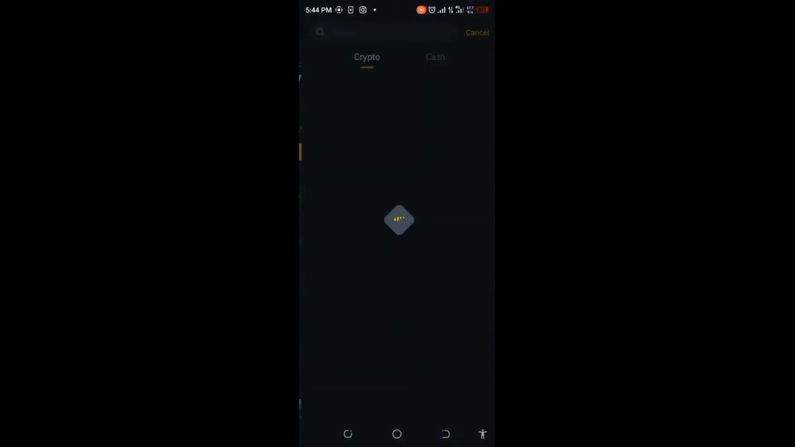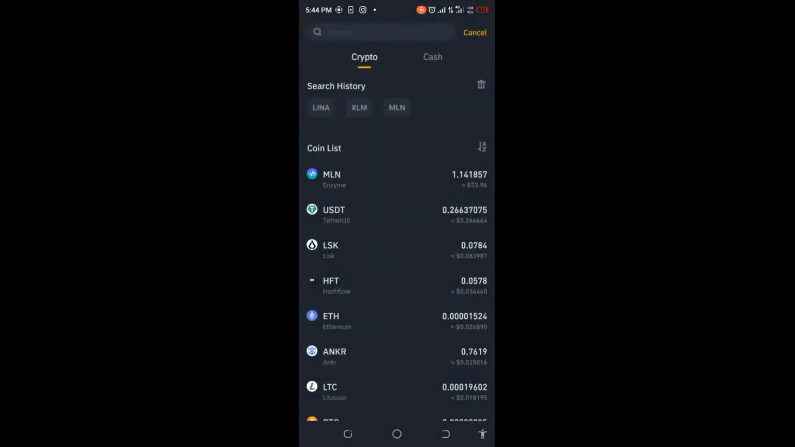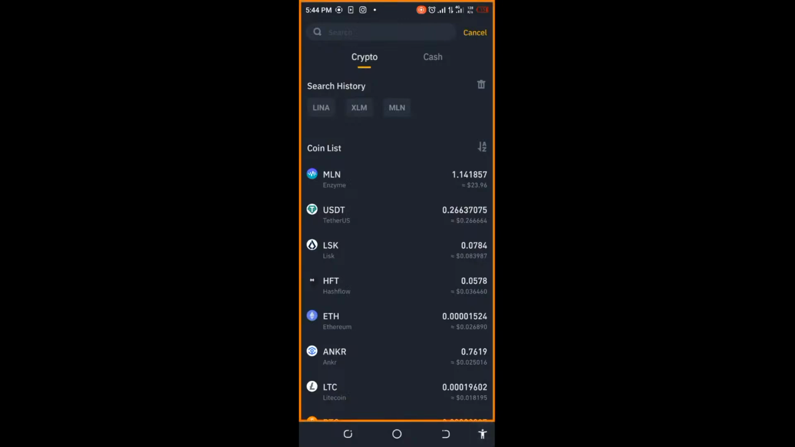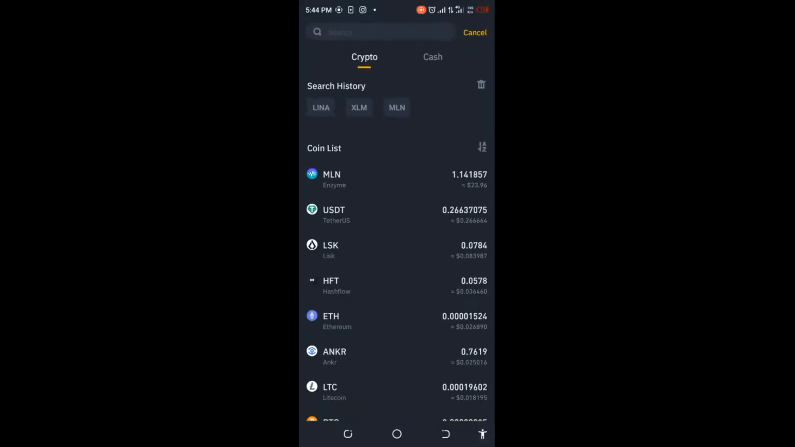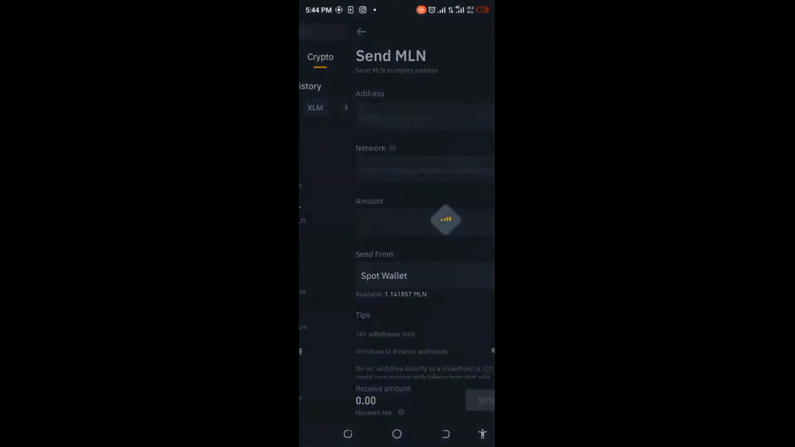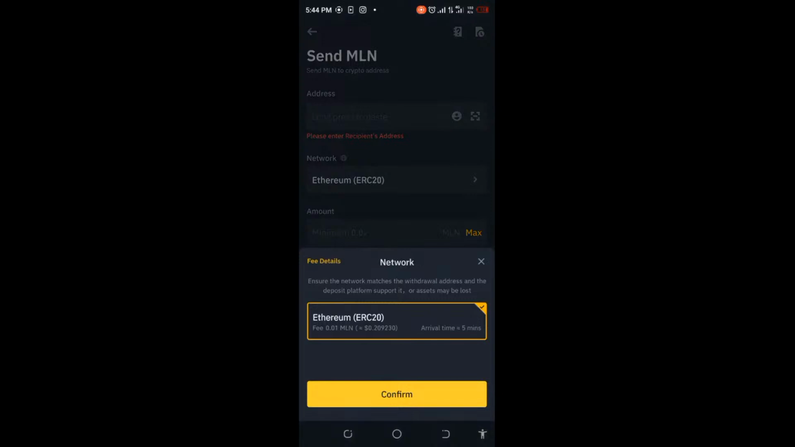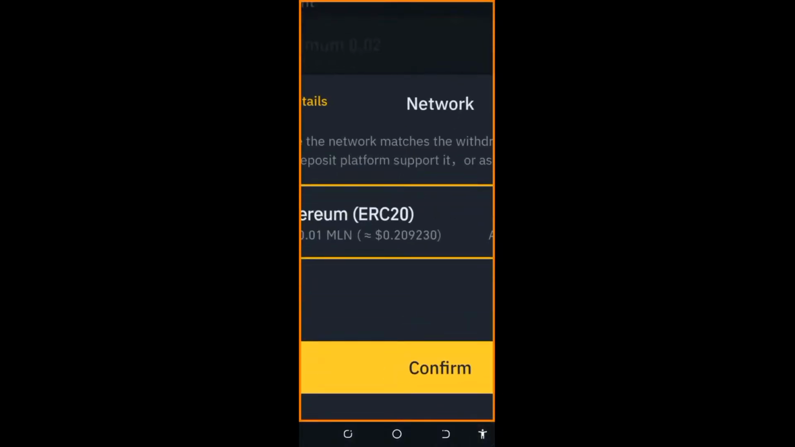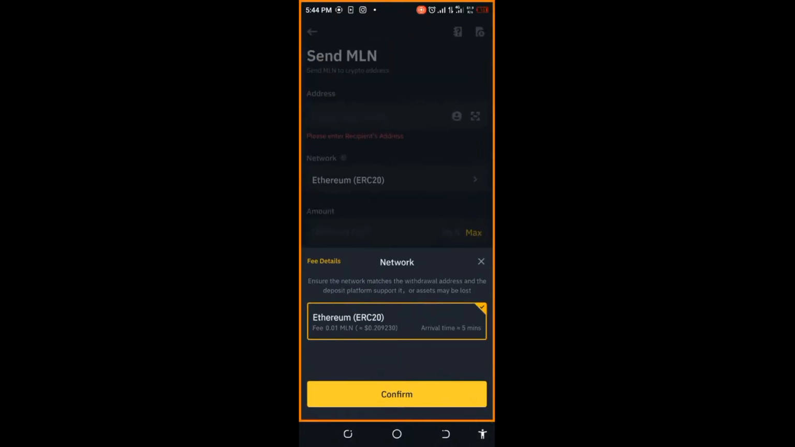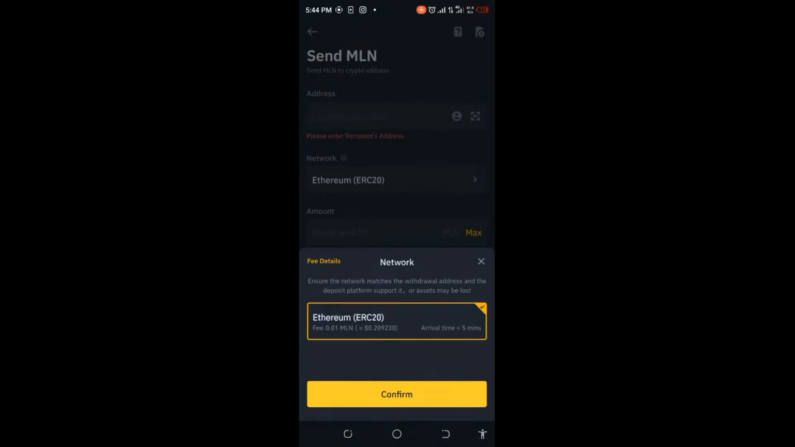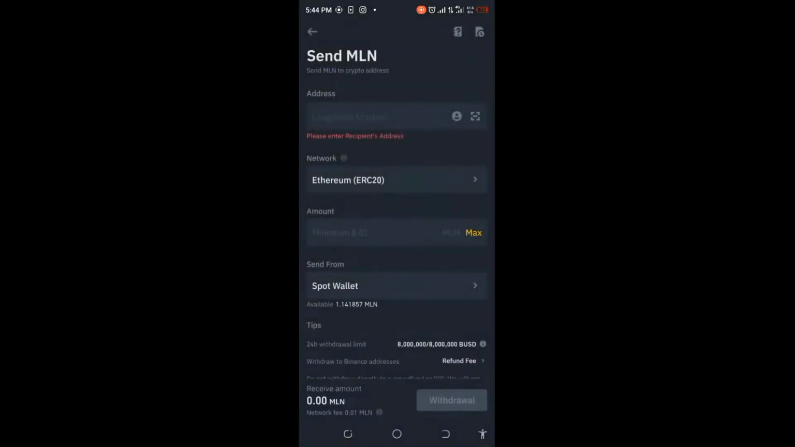Okay, so we're going to withdraw. So what are we withdrawing? We're withdrawing the MLN. Okay, you can see we have 1.14, it's equivalent of 23.96. Okay, so let's go ahead and do this. So I'm withdrawing that via crypto, and then just want to be sure that everything is the same. Enzyme, like I told you, it's 20 cents. So that's fine. I mean, first time I'm seeing something that low for ERC20. So let's put in the withdrawal address here. Okay, then the amount is everything.